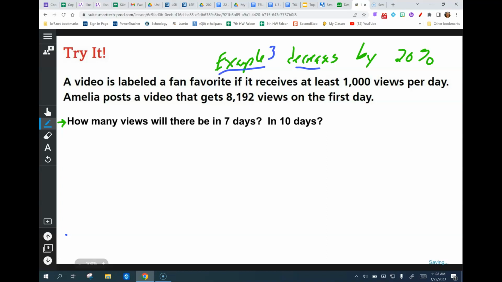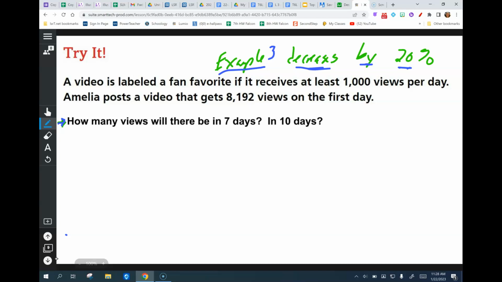First off, this is example 3, and I left off "decreases by 20%." That's in your book. The only adjustment, if you're at home, is to cross off the question they ask, which is in how many days will the number of views per day be less than 1,000, and change it to: how many views will there be in 7 days, and how many views will there be in 10 days? So this is a problem we're going to do now, so you can do it on page 124 with these adjustments.